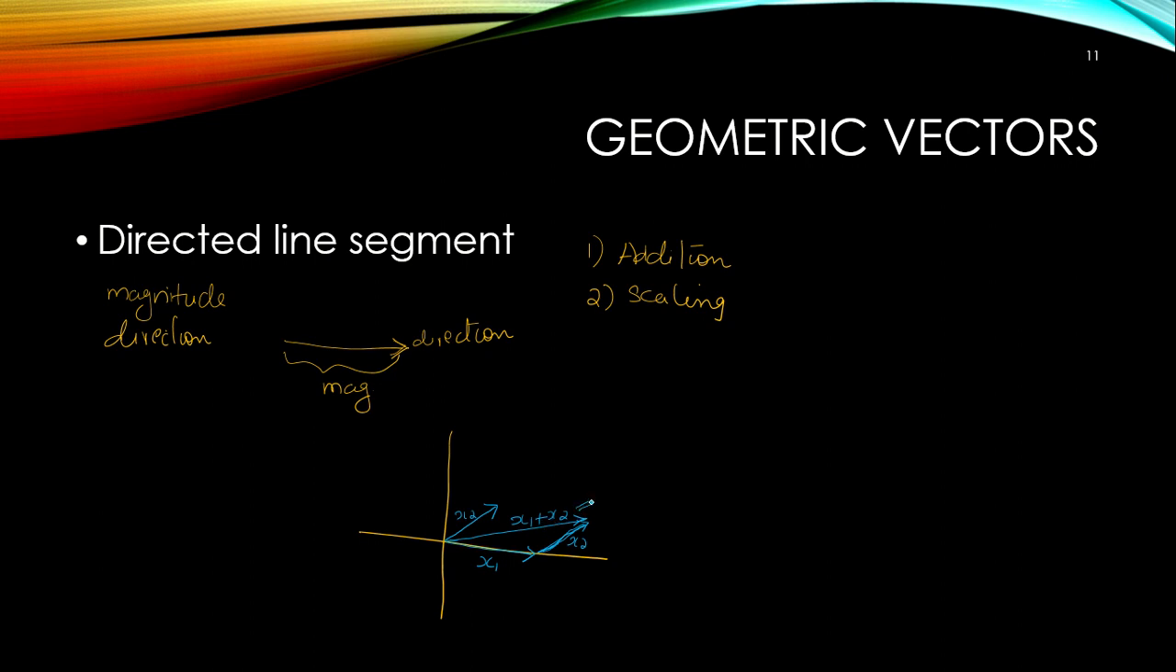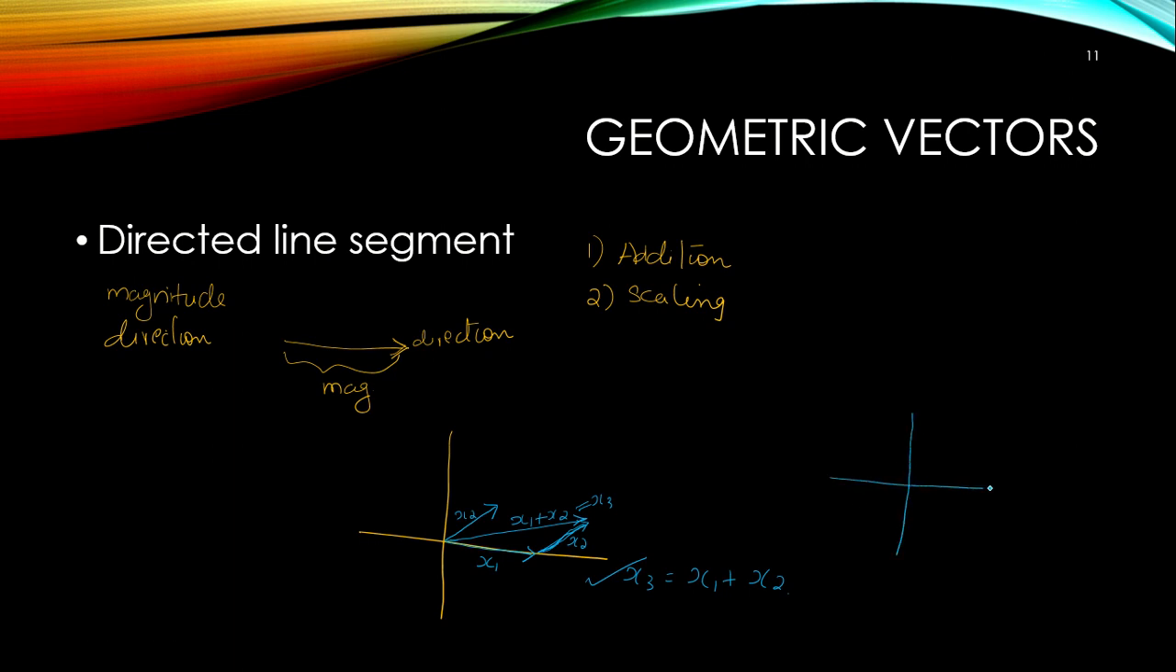Let it be x3. So I can say that x3 is the sum of x1 plus x2. So addition is possible here. When I add two geometric vectors, I will get another geometric vector. So addition is satisfied here. Now let's check the scaling operation.